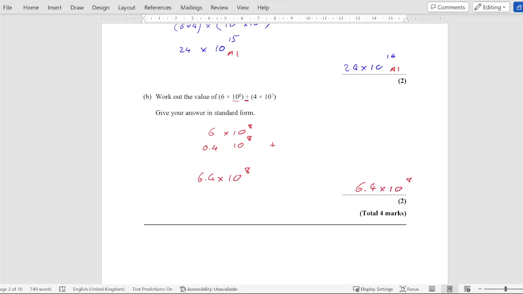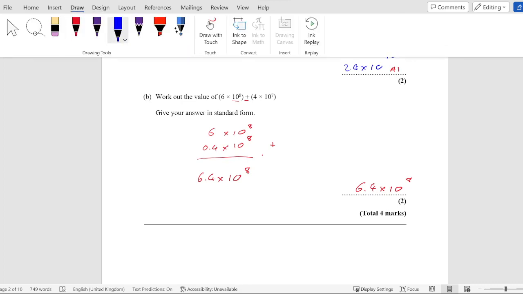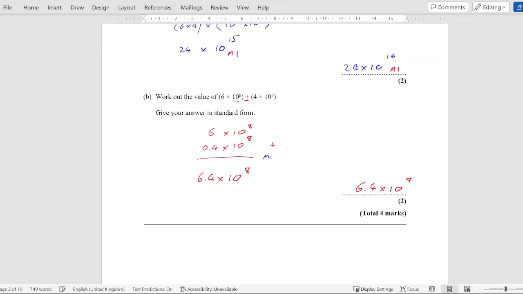So in theory, you could have converted them both to normal numbers, added them as normal numbers, then converted. Or you could have put them both to the power 7 and treated it as 60 and 4 and then converted. But that's probably the most direct, quickest way of doing it. And again, it's 2 marks for that: 1 mark for a method to add them, whether that's as separate numbers, so as numbers rather than standard form, and then A1 for the answer.